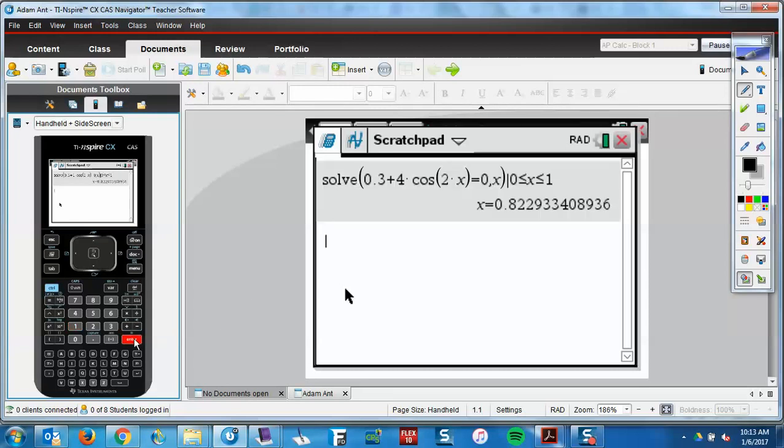So I'm going to hit enter, and there it is exactly, right? That's when it got to 0.8229, or 0.823, okay? And so that would be the answer you would want for that one. Now, number 8.